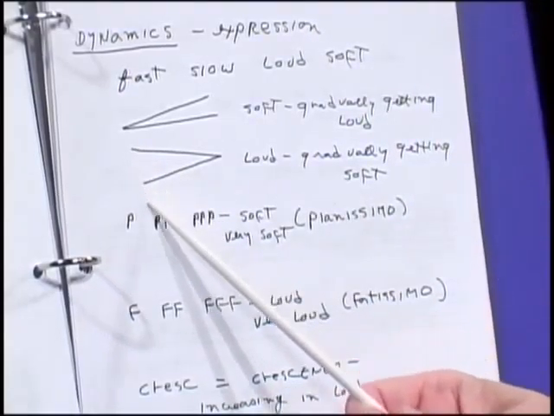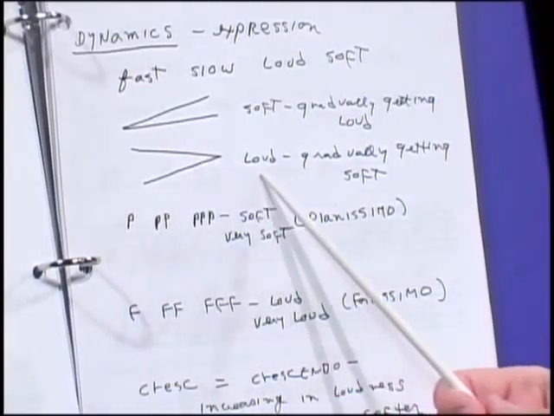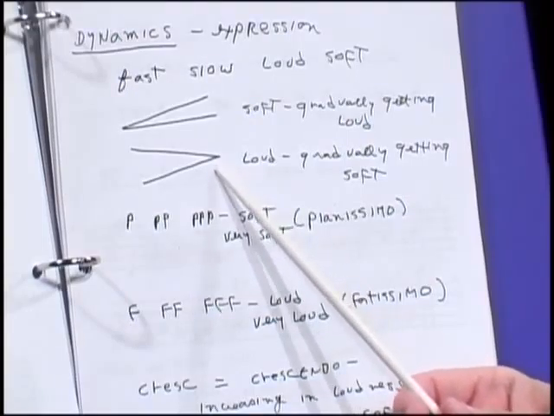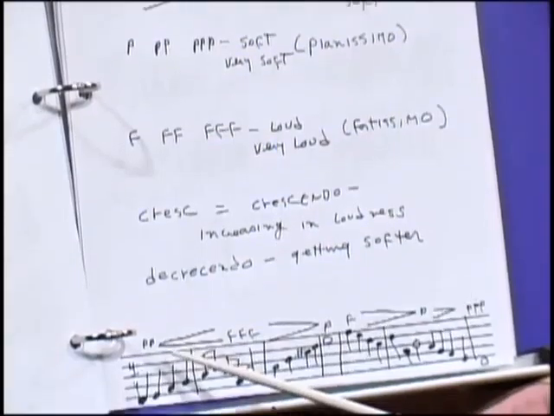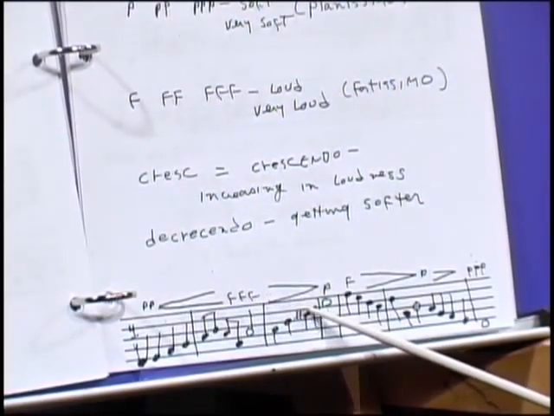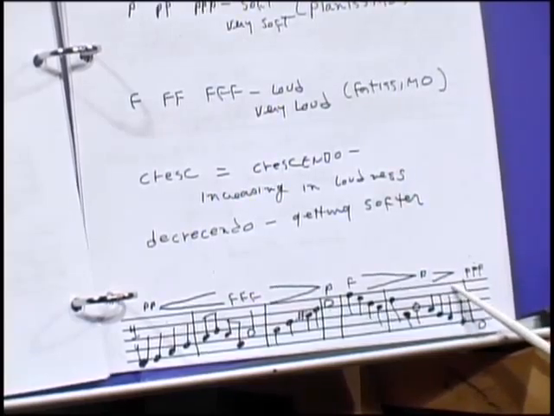If you start wide with these two lines and they gradually come to a point, this is loud, gradually going soft. And that's the way music, look again at the bottom of the page, gradually louder, loud, gradually softer, loud, gradually softer. And this is somewhat loud, gradually softer.